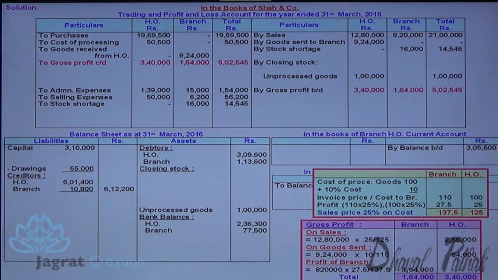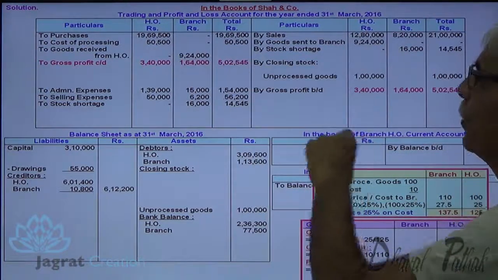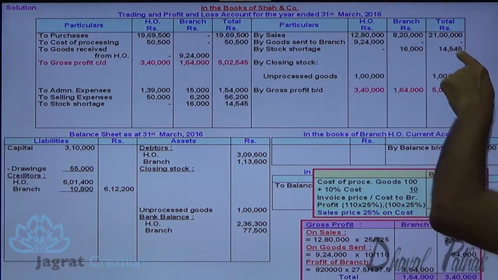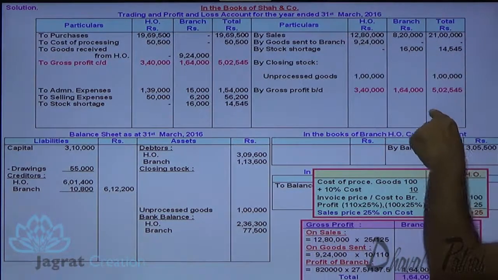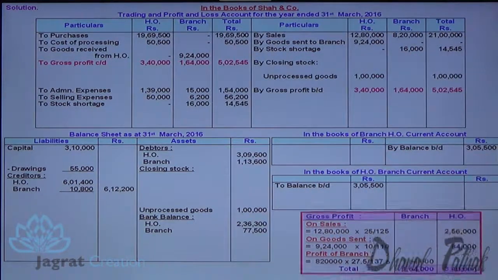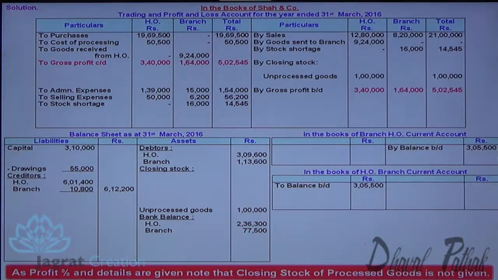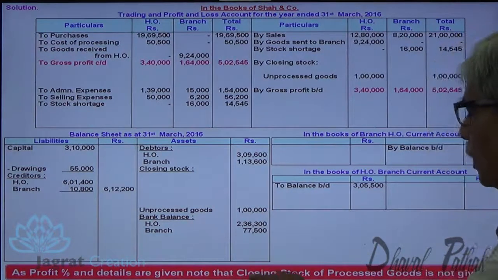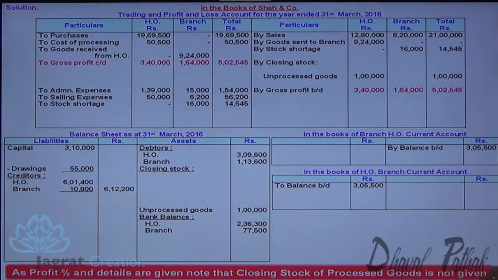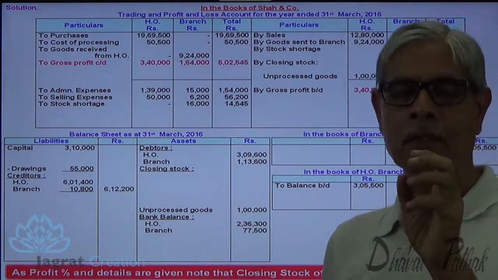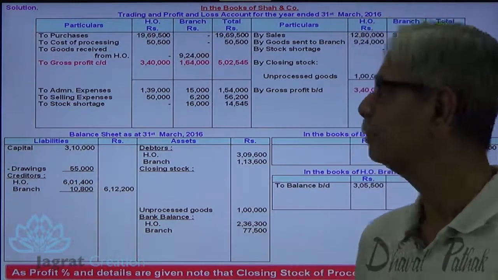Now, this profit total would not match. Why? Because of this 16,000 and 14,545. So profit is worked out on the basis of this total minus this total. Now I would like to close. When the percentage of profit and the details are given, note, the closing stock of the processed goods is not given. This is a missing item. So let me find out, by closing this trading account, the closing stock of processed goods.